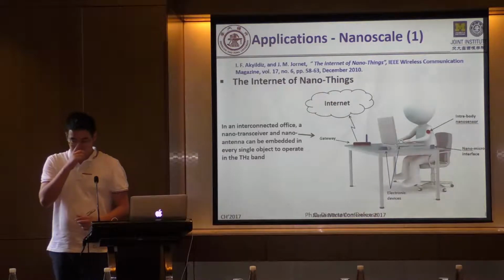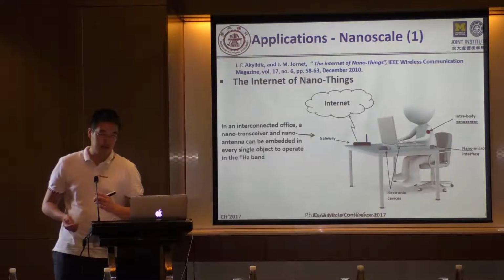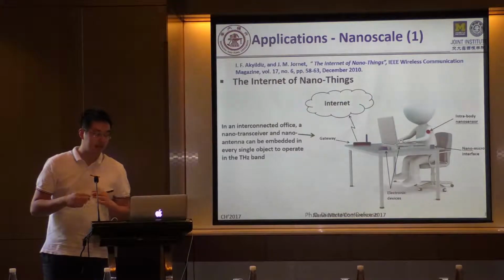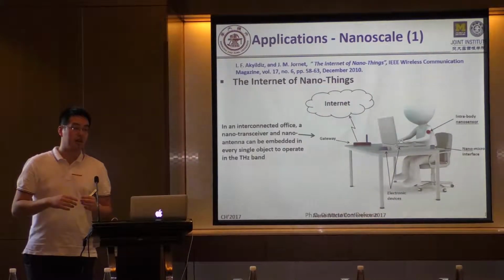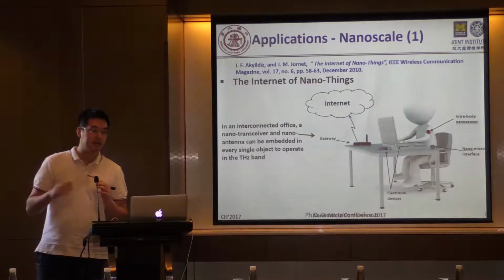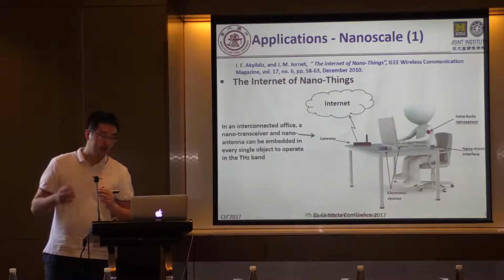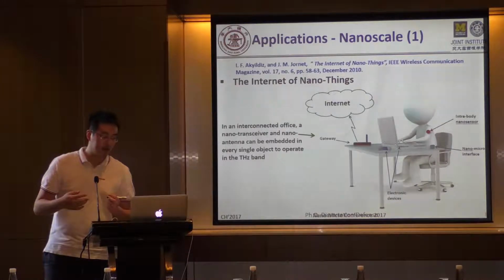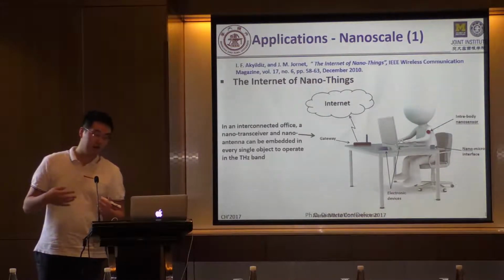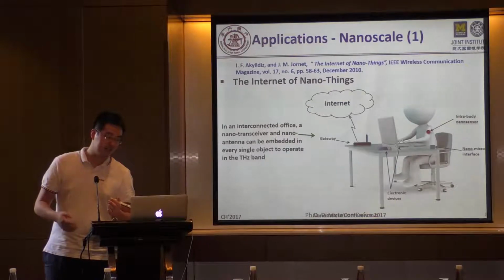Then if we go to the nanoscale, it's very surprising and interesting to see that the nanoscale antenna basically operates in the terahertz band. Then what does it mean to us? For example, we can realize the Internet of Nano Things.